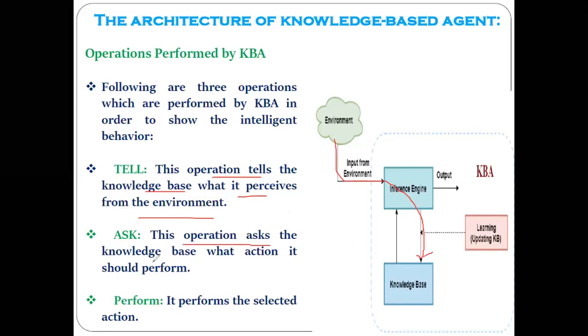Then what does the ask operation do? The ask operation is when the inference engine asks something to the knowledge base in order to perform any kind of operation. This ask operation asks the knowledge base what action is to be performed. And perform is nothing but the last one, that is performing some kind of action. So all these parts we discussed in detail last time. Today we have just recapped it.